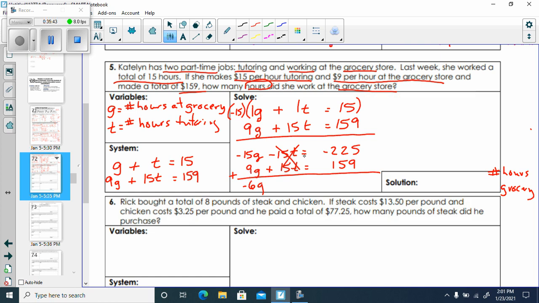Negative 225 plus 159 gives me negative 66. Let's divide both sides by negative 6. And G is equal to 11. G, which is the number of hours at the grocery store, that means she spent 11 hours working at the grocery store.